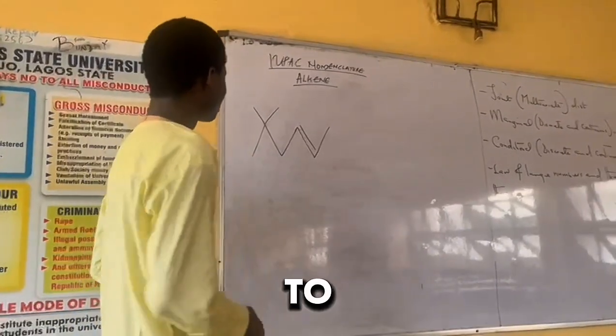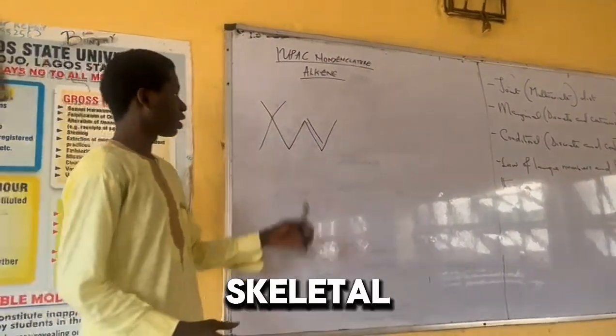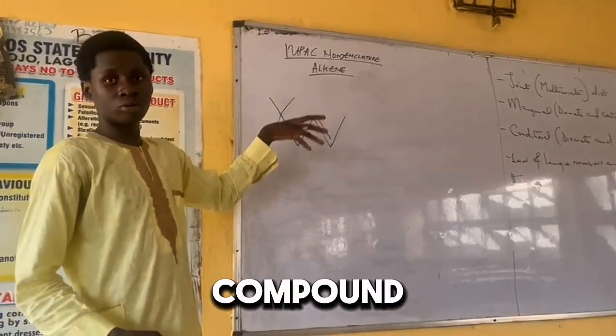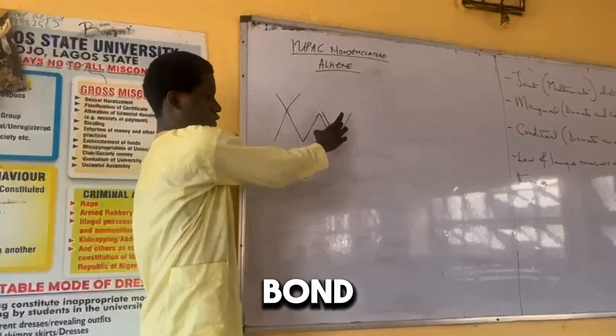So welcome to this class. This class we'll be looking at how to name this skeletal structure for the compound alkene. So how do we know that it is an alkene, the presence of the double bond here?